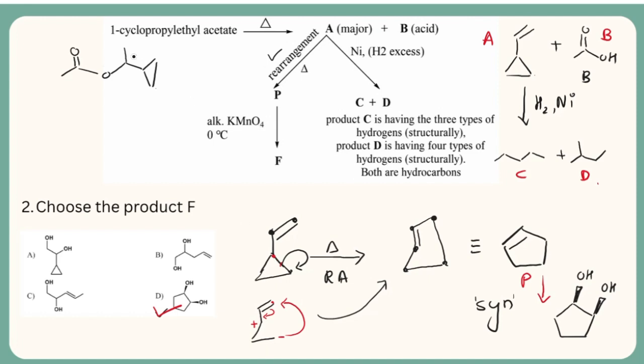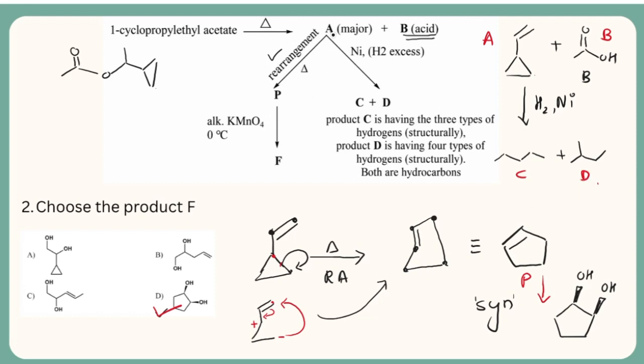So students, what we have done: we have taken the ester and done a pyrolysis reaction, which forms an alkene and an acid. You can ignore this acid part because it's not undergoing any further reaction. This alkene, upon complete reduction of the double bond as well as the cyclopropane, gives two structural isomers, isopentane and n-pentane. The n-pentane is product C and isopentane is product D.